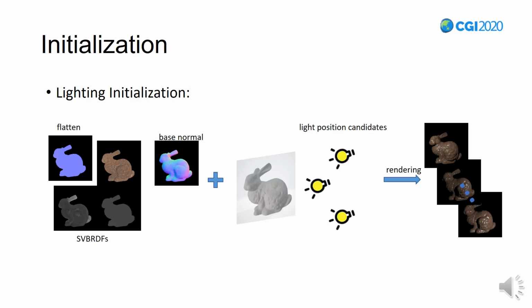About lighting initialization, all images are captured with the same bright light, so the intensity of light is invariant during captures. Therefore, only point light positions need to be estimated. To initialize point light positions, we adopt the try-and-compare strategy. We predefine several light position candidates and render images according to the initialized SVBRDFs. Then we compare them with measurements and find the best candidate.